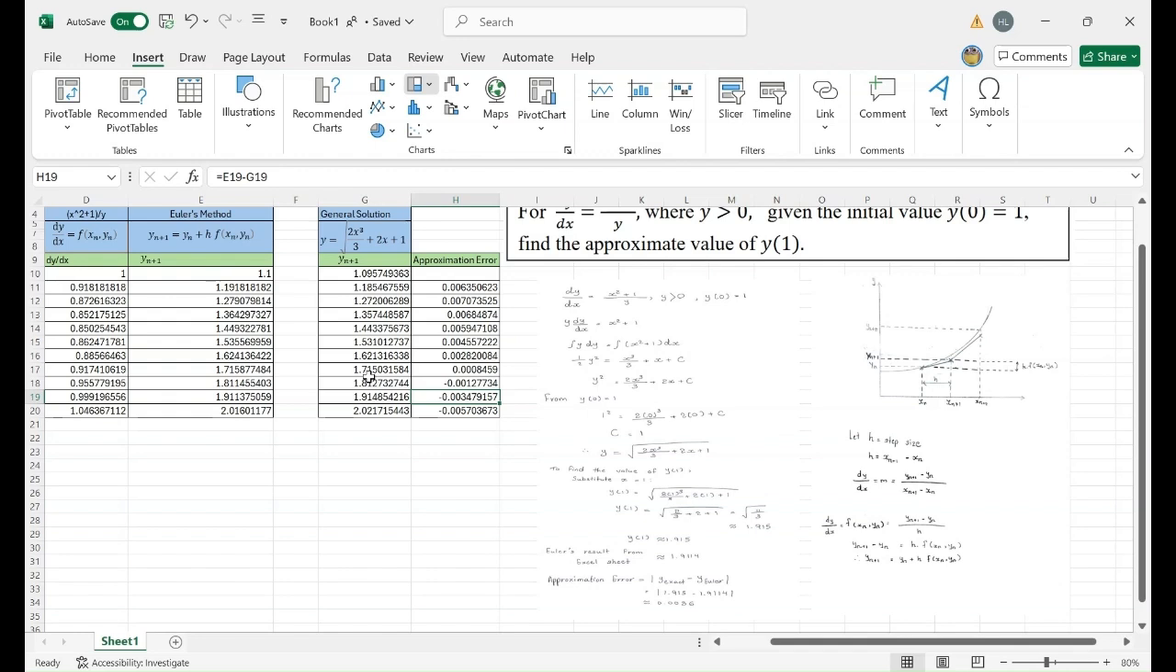The formula I used was error equals the exact y value minus the approximate y value. Using Excel, I subtracted the Euler estimate from the value obtained using the general solution. This gave me an error of about 0.00347. This small difference shows that the Euler method provided a fairly accurate result.